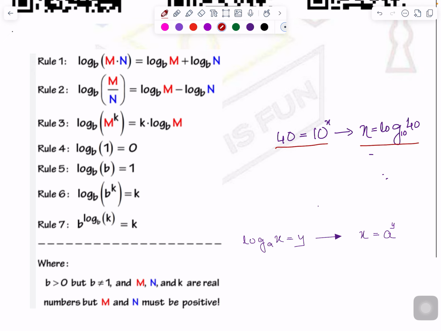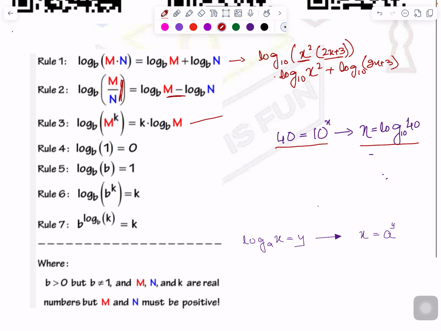So if two functions are multiplying, case number 1, for example, I have log base 10 of x square times 2x plus 3. Suppose I don't want to open the bracket. So how can I write it? This is my first function, this is my second function. So I can write it as log base 10 x square plus log base 10 2x plus 3. Similarly, if I have it in division, it will be minus in between.